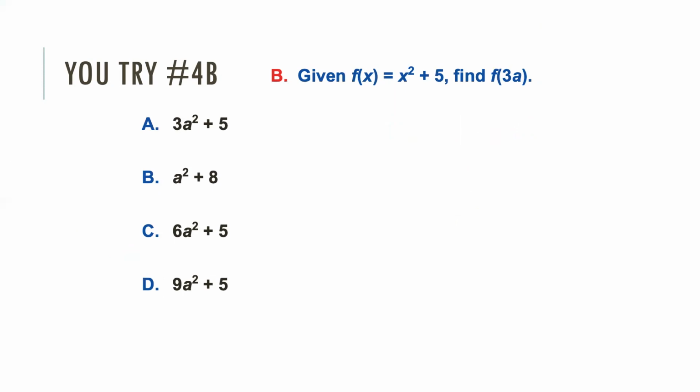All right, so we're going to go ahead and write f of 3a equals, everywhere I see an x, I'm going to put a 3a, so we're going to do parentheses 3a, and then squared plus 5. So 3 times 3 is 9, a squared is a squared, plus 5. There is no like terms for me to combine, so our answer is D.